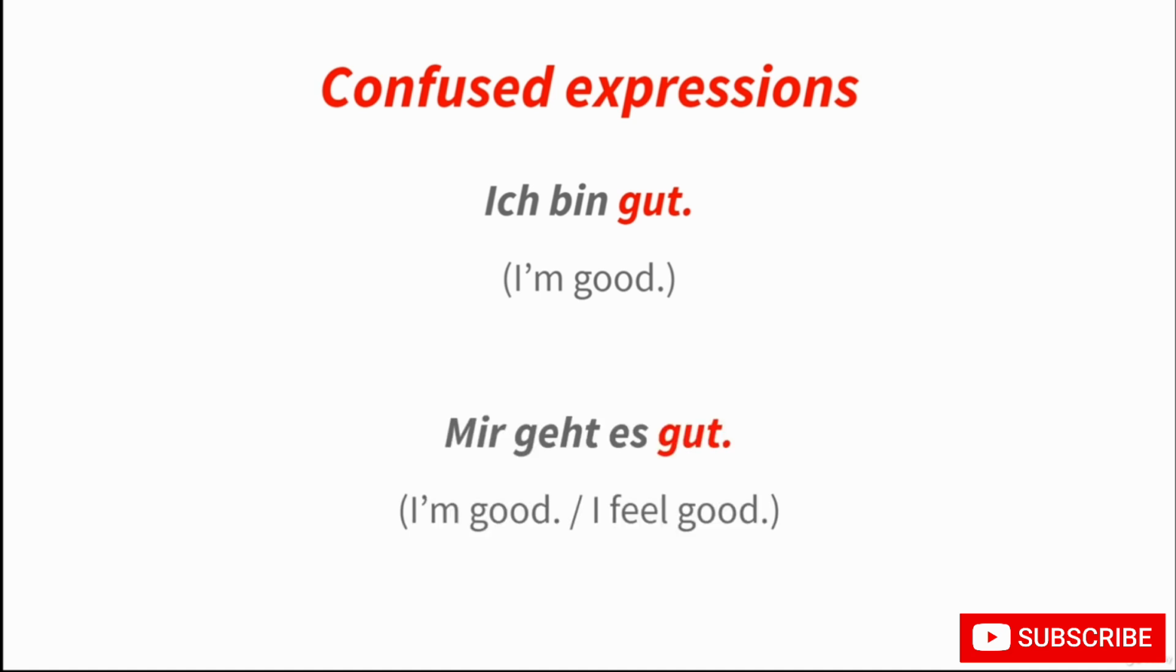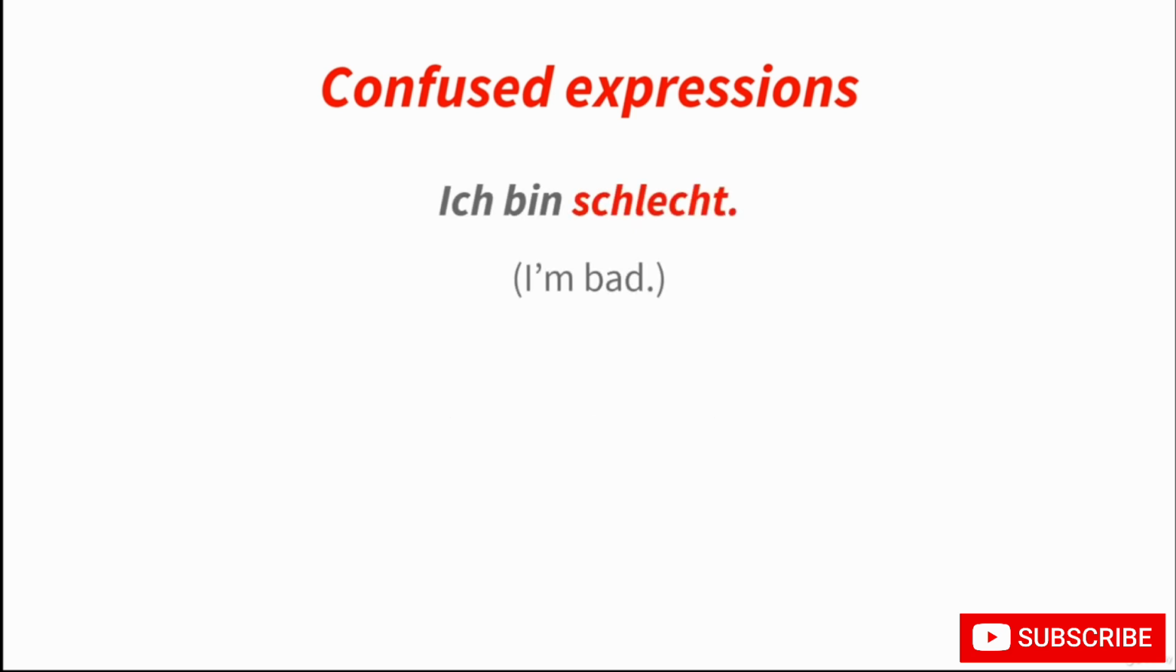Let's do another. Ich bin gut means I'm good, but it cannot be used to express feelings. It means, for example, I'm good at something. For example, maths. For example, dancing. To say I'm good, I feel myself good, mir geht es gut is used, which means I'm good, I feel good. It is also valid for ich bin schlecht.